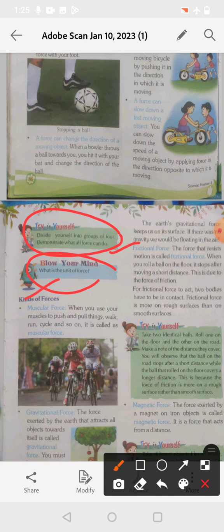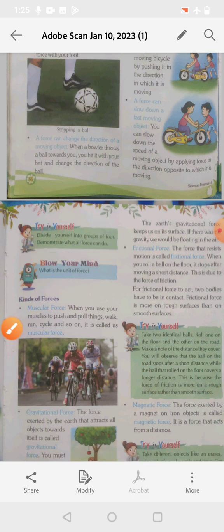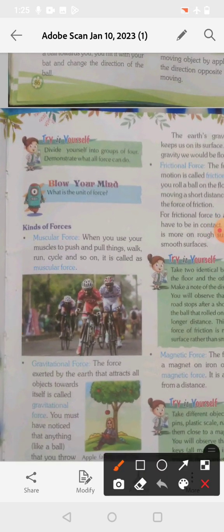Just now we discussed the effects of forces. Now we will discuss the kinds of forces. So the first kind is muscular force. Did you hear about this word, muscular? Yes, you all are muscular. When you use your muscles to push and pull things, like when you walk, run, cycle, and so on, it is called muscular force. When your body, your muscles, are being used.